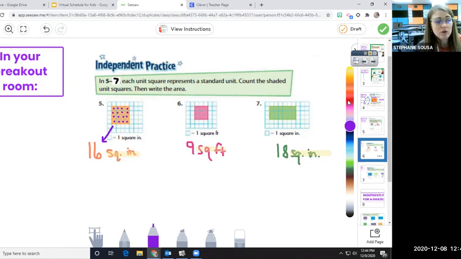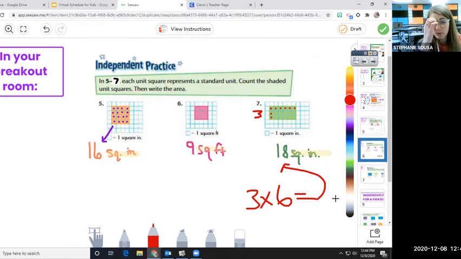If you find it difficult to count each individual square, you can also use multiplication. 1, 2, 3. So I would multiply 3 times the other side. 1, 2, 3, 4, 5, 6. And we know that 3 times 6 gives us a product of 18. 2 ways to count there. Does that bring more clarification, Levin, or is that still confusing? Okay, thumbs up from Levin.